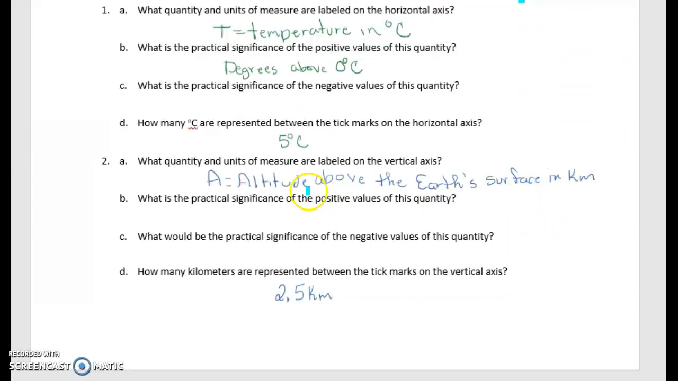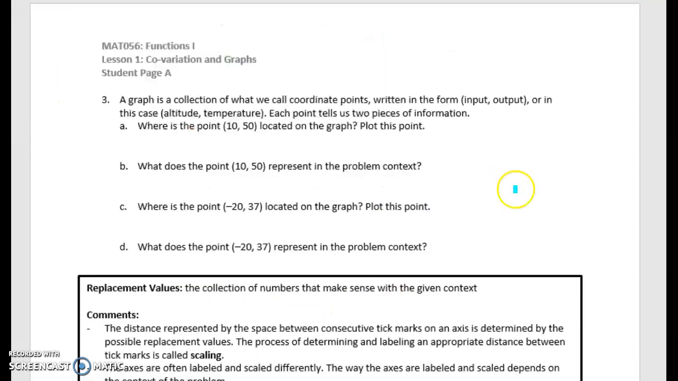And so we want to state the entire variable: altitude above the Earth's surface, and it's in kilometers. And positive values would be altitude above the Earth's surface, negative values altitude below the Earth's surface, and each one of those tick marks is represented by 2.5 kilometers.